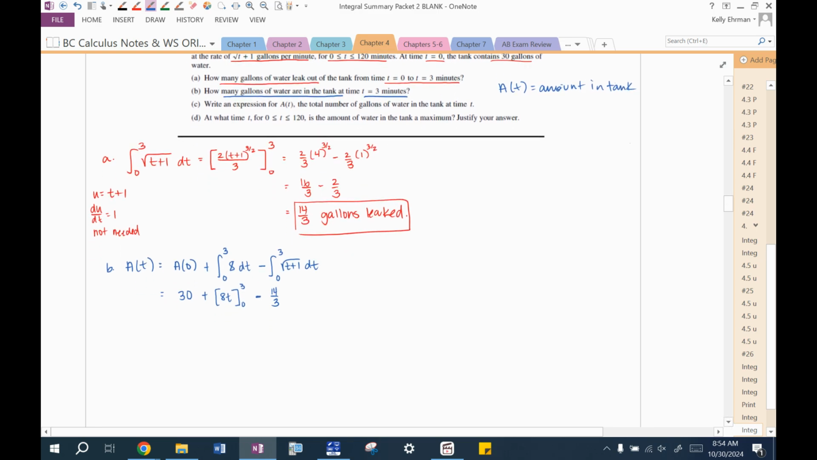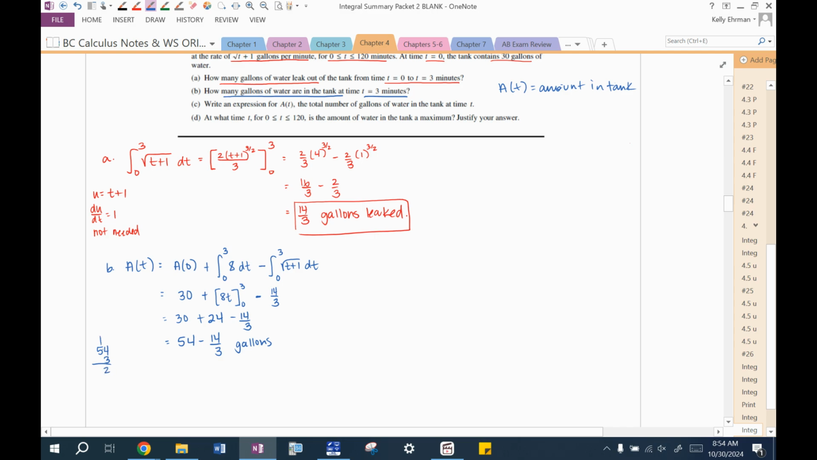Or you could use geometry here. This is just going to be 8 times 3. This is just 24. So 24 gallons get added in, but 14/3 gets subtracted out. So that's 54 minus 14/3. And honestly, you can just leave it like that. If you don't like that, then this is not too bad to say, okay, let's multiply 54 times 3.